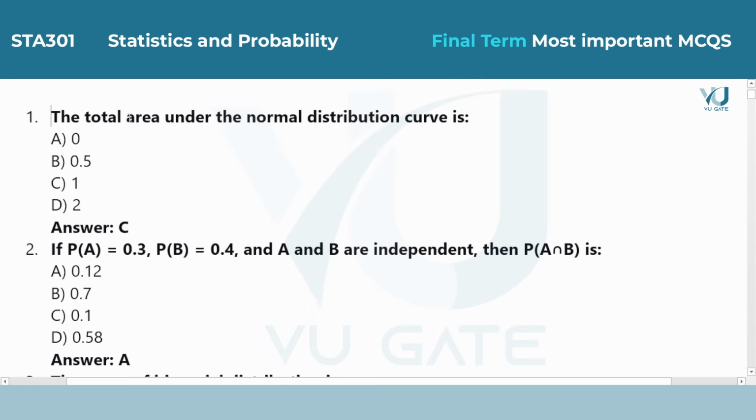Question: the total area under the normal distribution curve is? Answer: C. 1. Explanation: the total area under any probability density curve, including the normal curve, is always equal to 1.